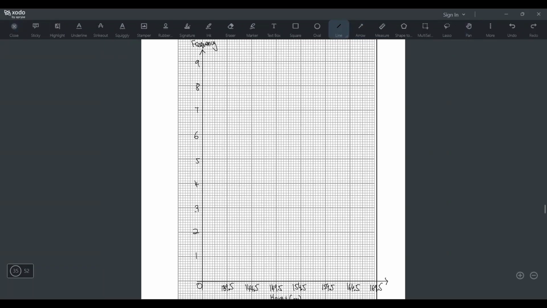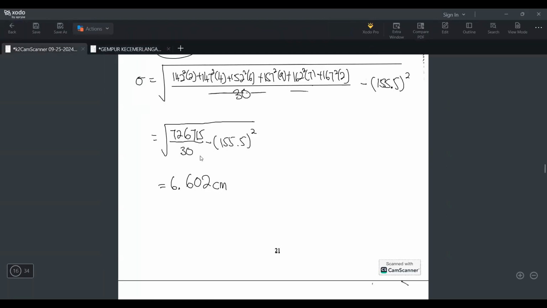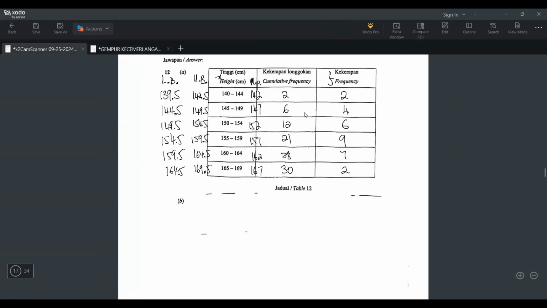So yeah, you just do that. All right, so I'm done with the axis now. Now I can start drawing the histogram, right? Okay, when we draw, we have to look at the table, of course.